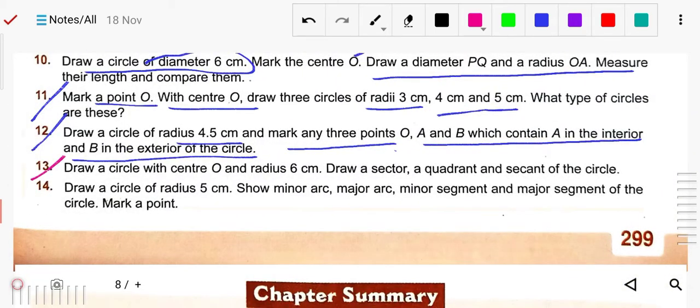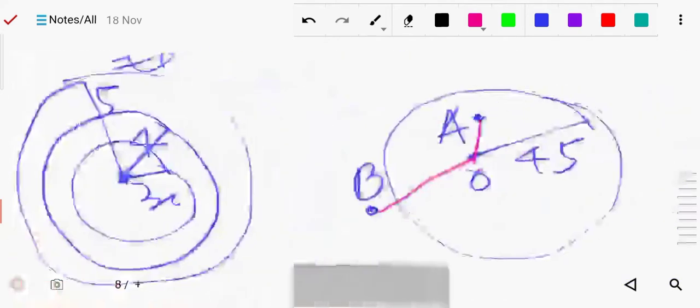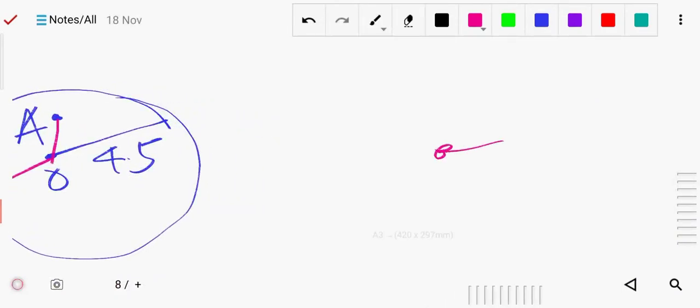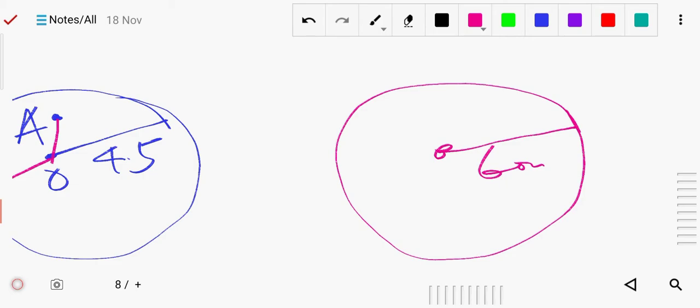Now next, number 13: draw a circle with center O and radius 6 centimeters. Draw a sector, quadrant and secant of the circle. First of all, the radius given is 6 centimeters, so you have to draw the one circle with radius 6 centimeters. Then it is asking that you draw the sector. Sector means you can take any two radii. Here I just take these radii, and this is your sector. You just mention it, this is the sector.